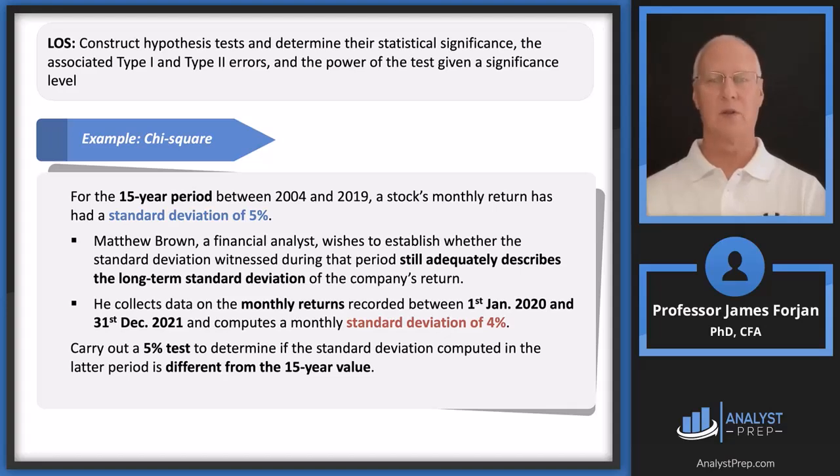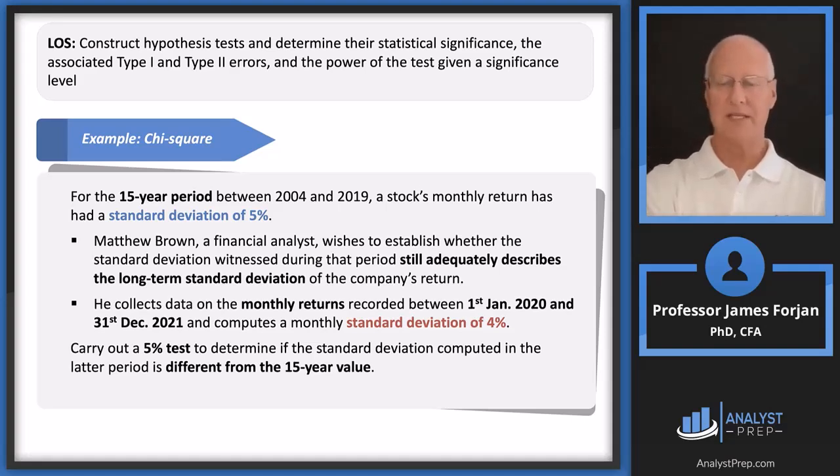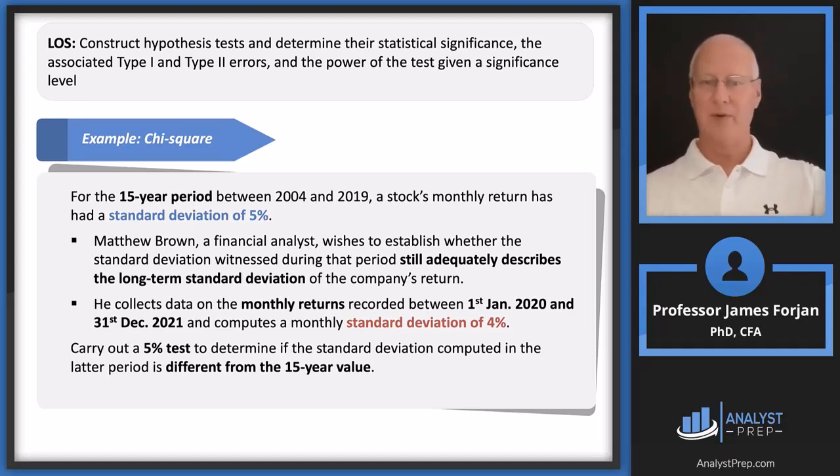So let's go ahead and just work through a quick example here. 15-year period, monthly return, standard deviation of 15%. All right, so we've got this financial analyst who wants to know whether or not that holds going forward, right? So the monthly standard deviation between January of 2020 and December of 2021 is 4.5%. So we're asking really the same question. Is 4.5% the same as 4%? Well, mathematically, it is a difference, but statistically, we need to figure this out.